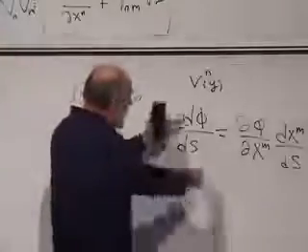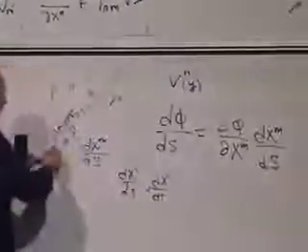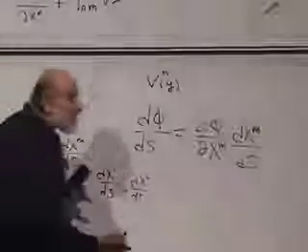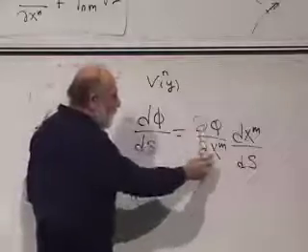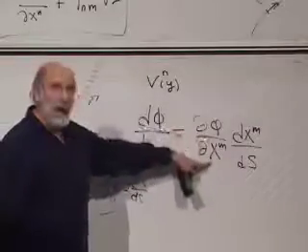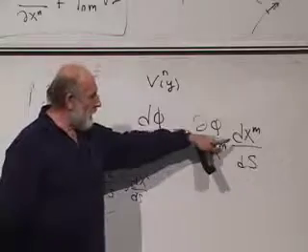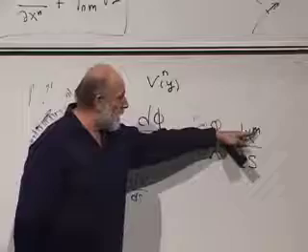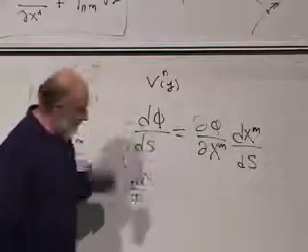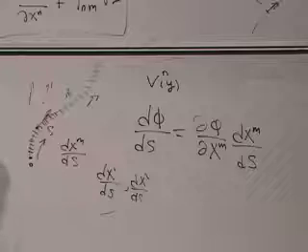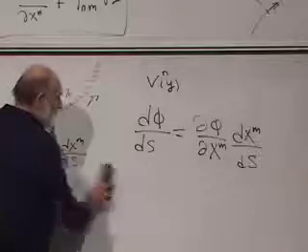Here's what you do. If you want to differentiate phi along s, you differentiate it with respect to the coordinates. That gives you a covariant vector, and you multiply it by the contravariant vector dx by ds. And that gives you the derivative of phi with respect to s. Right? Very simple.